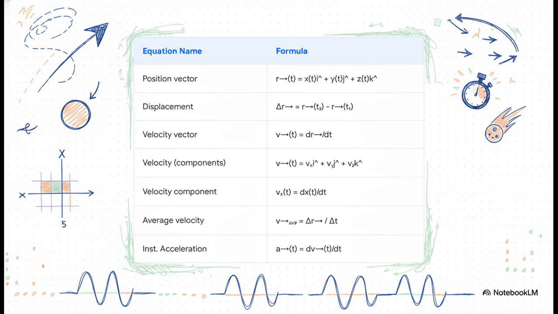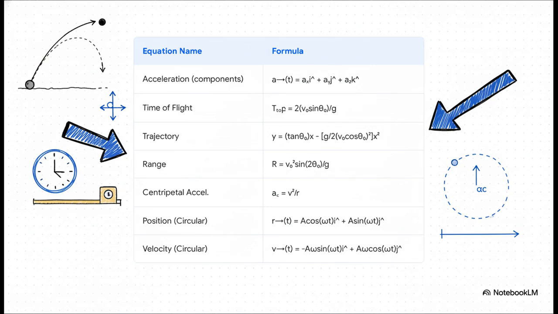We're essentially taking the concepts we already learned for one dimension and just rewriting them in the language of vectors. You can see the equations for the position vector, average velocity, and instantaneous acceleration. This is our bedrock. Now, this next batch gets a little more specialized.